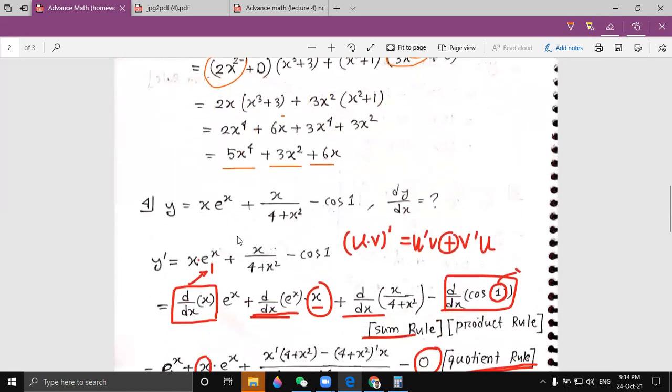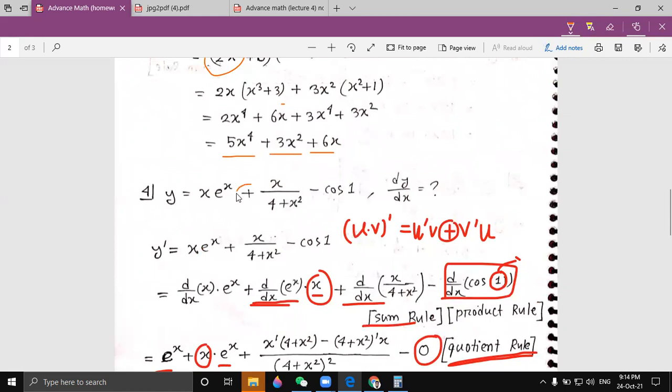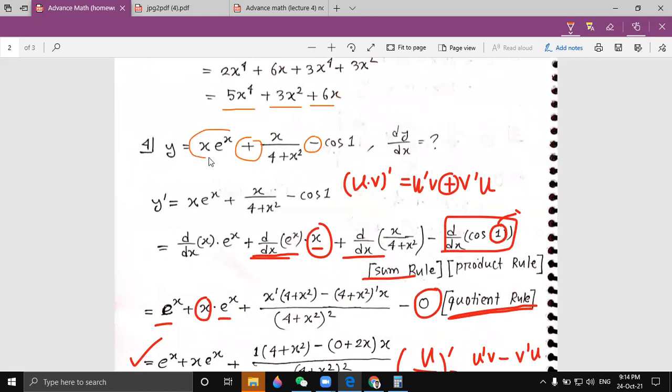And number 4. Firstly, we have the sum rule, right? And then here is our product rule. You can see x and e to the power x are multiplied, right? And here is our quotient rule. We can see here there is no constant value, right? We have x by 4 plus x squared. So this x is not constant, and this 4 plus x squared is also not a constant. We have a variable here that is x.